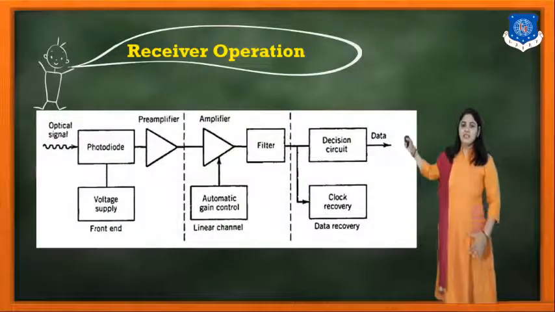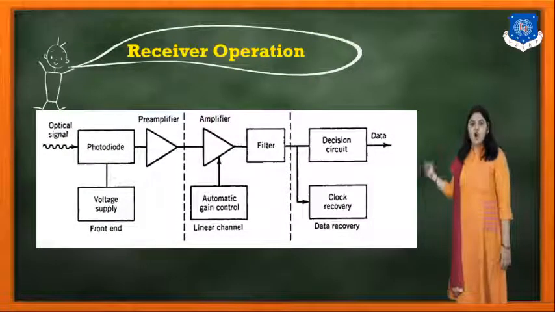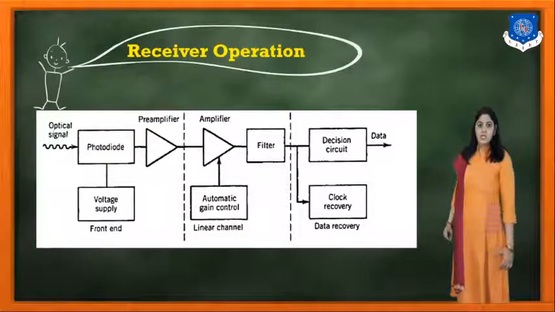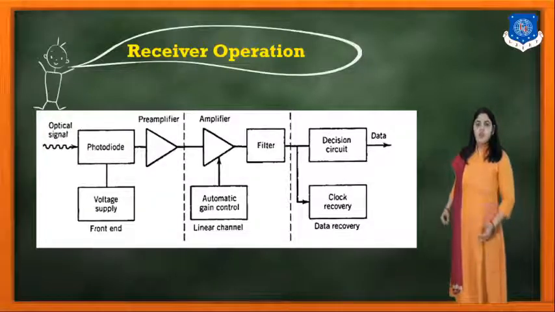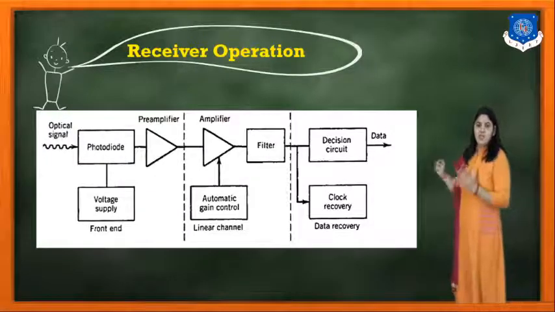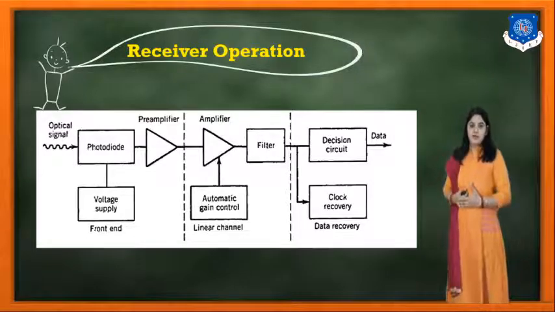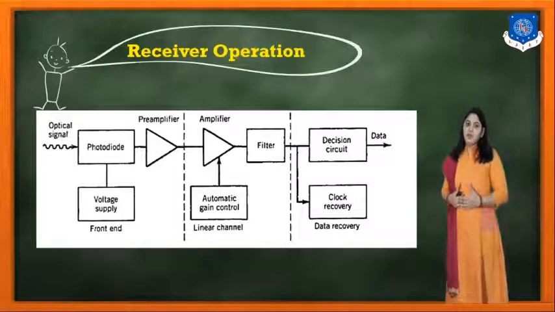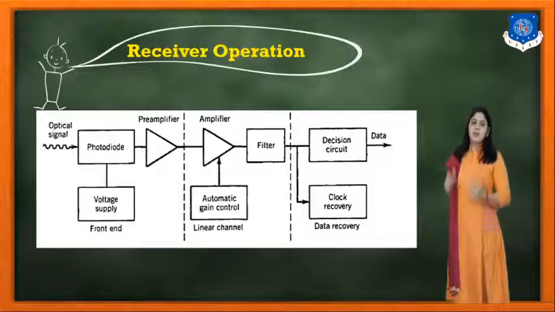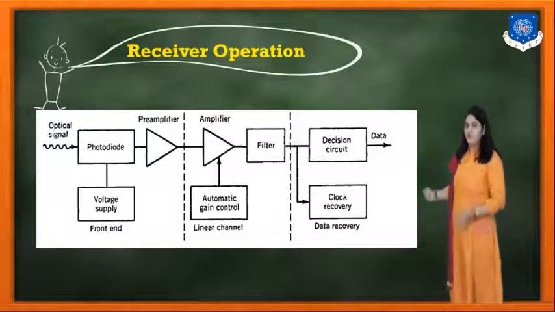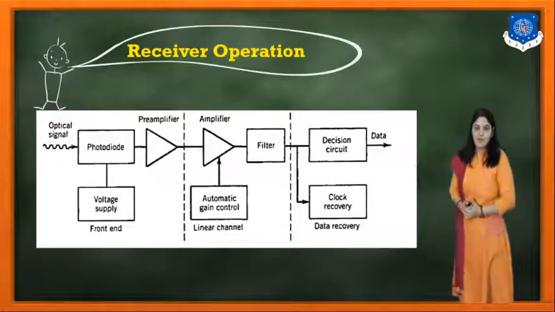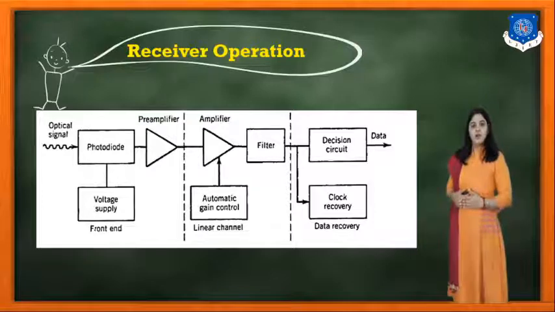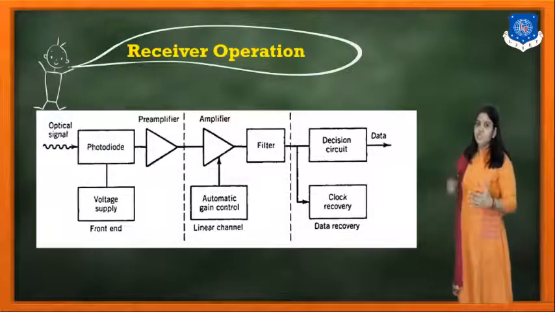We can have a very simple block diagram for understanding the receiver operation. You can see over here the optical signal and the photodiode. The optical signal is applied to the photodiode, and the voltage supply is also connected. The optical signal is converted into electrical form, and it is given to the preamplifier, and then to the amplifier. Now the gain of the amplifier has to be adjusted.